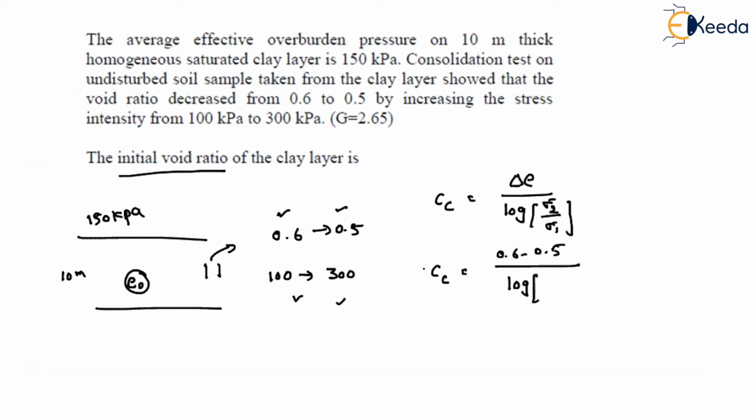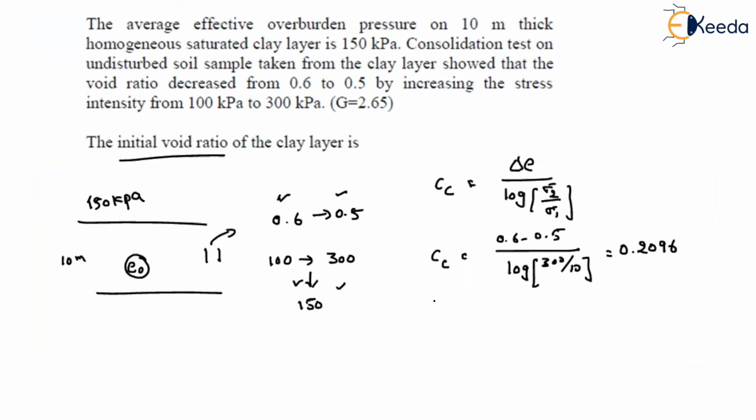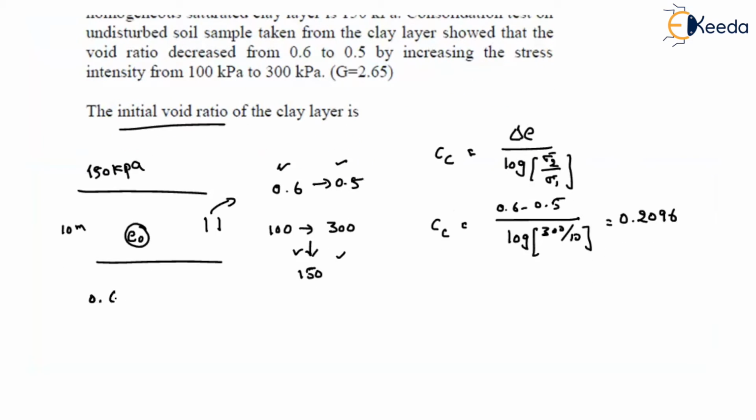Sigma 2 dash. What is the sigma 2 dash? 300 divided by 100. Then if you solve this, we will get this value as around 0.2096. Right? So this is by comparing the 0.6 and 0.5. Now what about 150? 150 is in between 100 and 300. So you can apply the same relation.